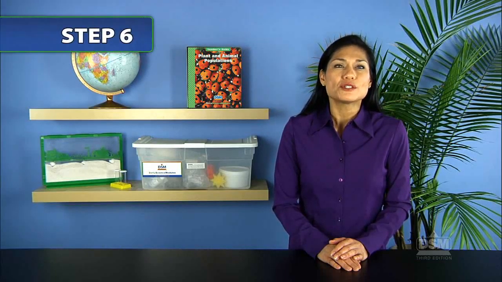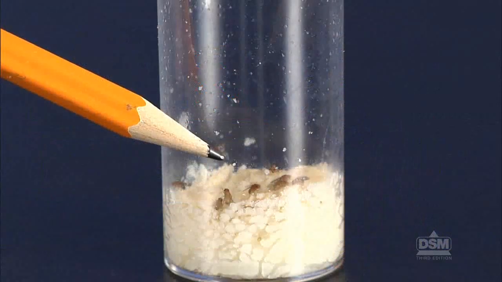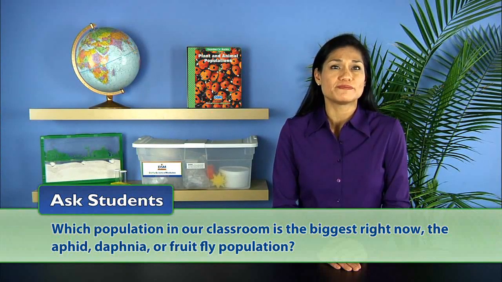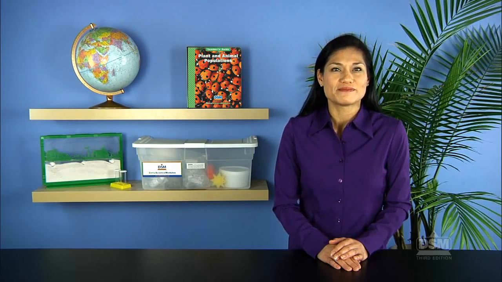Remind students that the term population refers to the total number of a particular kind of animal in a particular area. Then ask, which population in our classroom is the biggest right now? The aphid, daphnia, or fruit fly population? Answers will vary. Listen carefully to students' answers to make sure they are grasping the population concept.